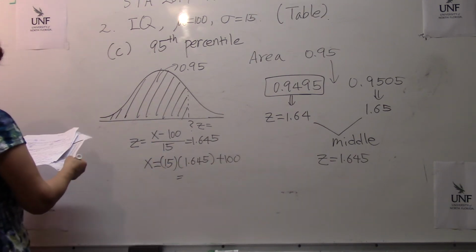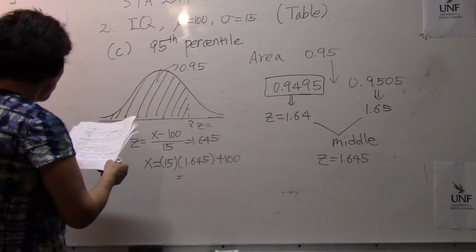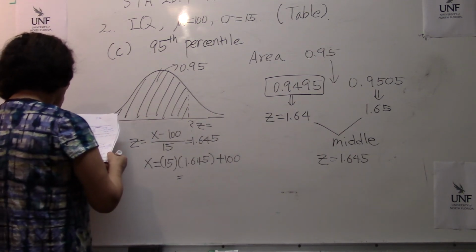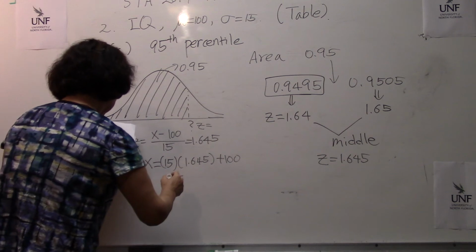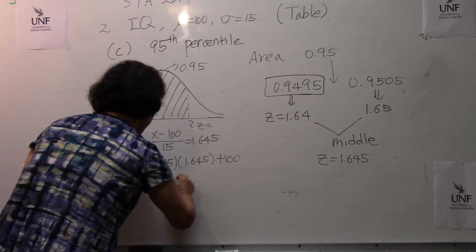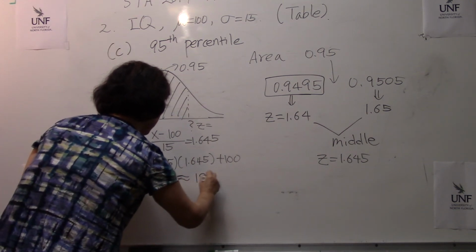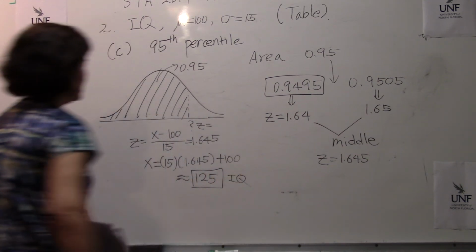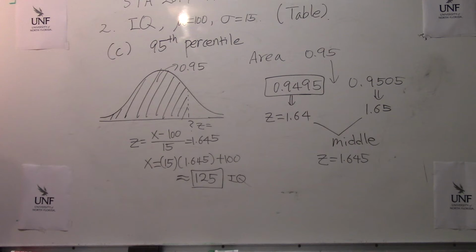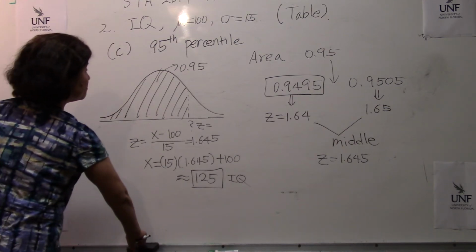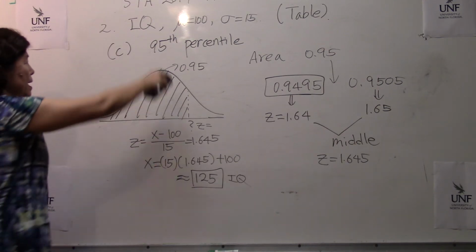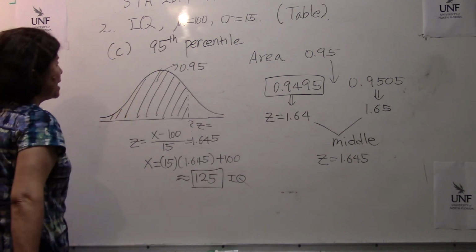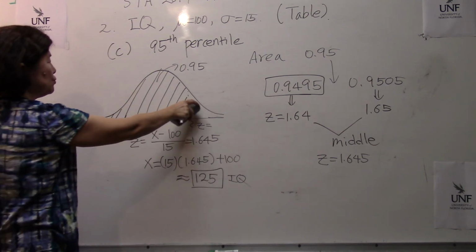Okay? And of course, when you talk about IQ score, you use just a whole number, right? So that one is going to be 125. IQ score is 125. Okay? So 59th percentile, that means to the left.